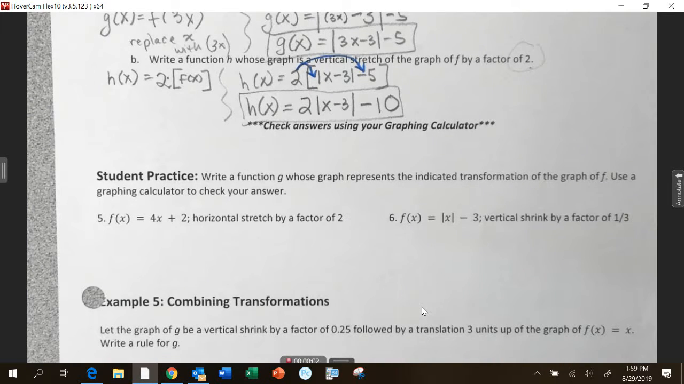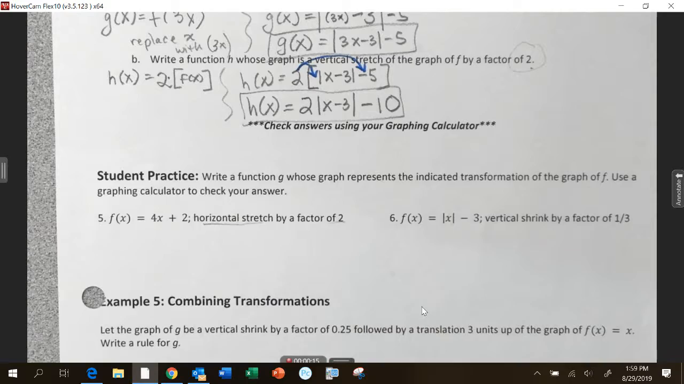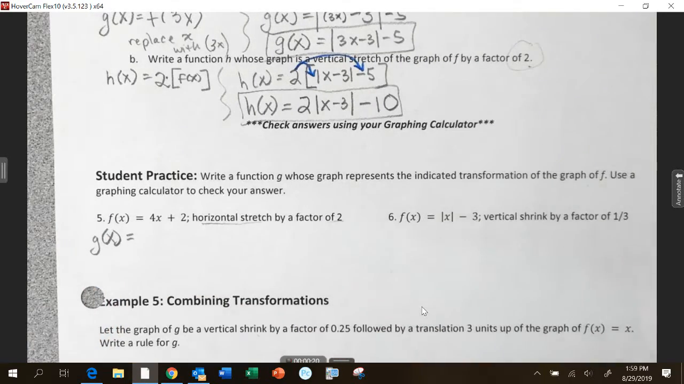Write a function g whose graph represents the indicated transformation of the graph of f. Use a graphing calculator to check your answer. So this is a horizontal stretch by a factor of 2. So we do g of x. We're going to write down the function notation first, the formula.